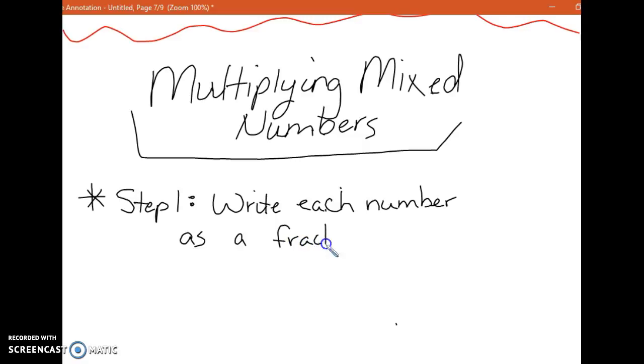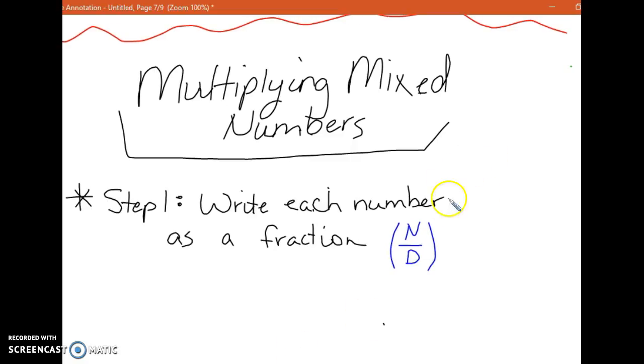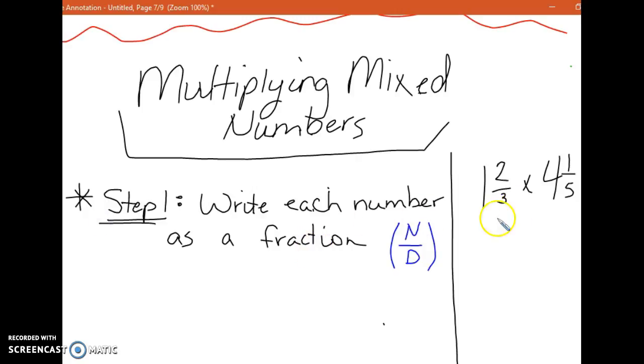Okay. So what is a fraction? What does it look like? Can anybody give me an example? A fraction is where we have a number in the numerator over a number in the denominator. This is the fraction form that we are looking for. So when we have an example of 1 2/3 times 4 1/5, our step 1 is to change these mixed numbers into fractions.